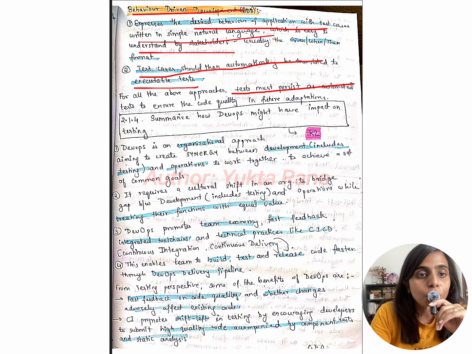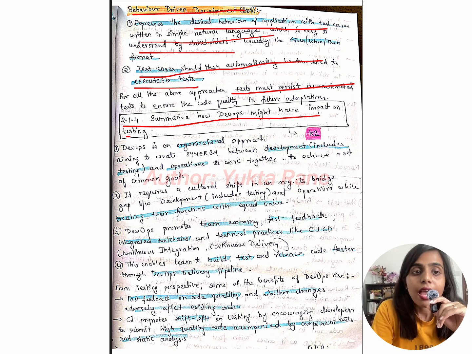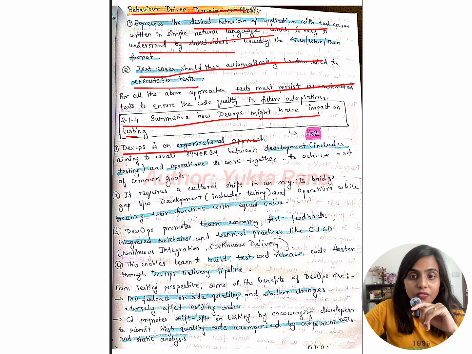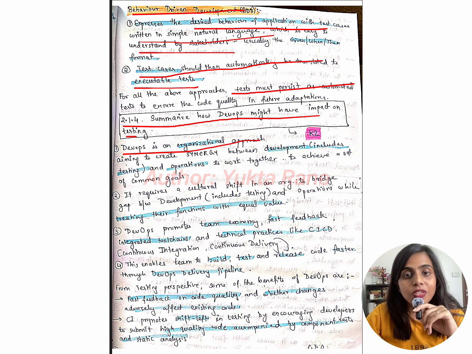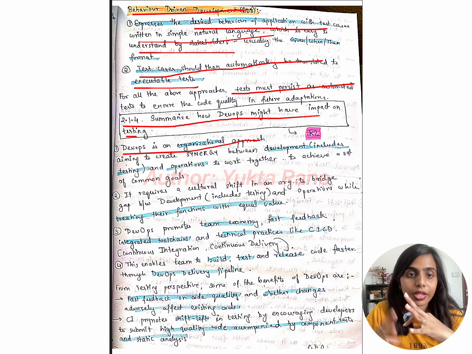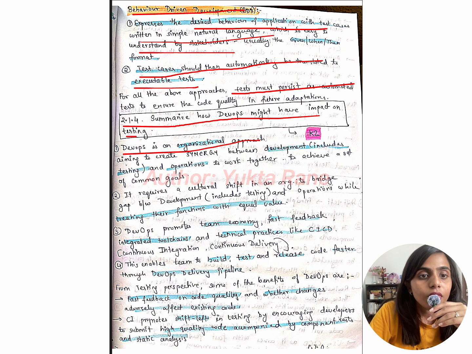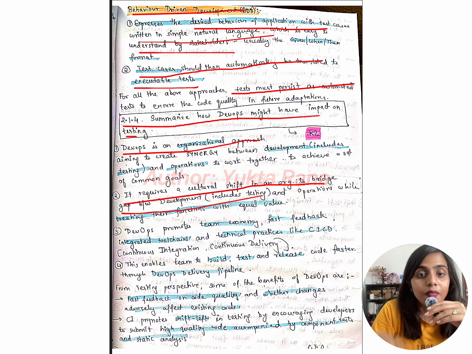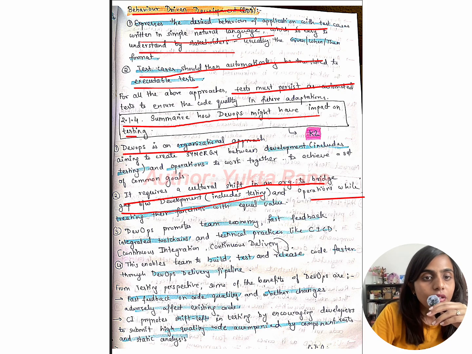Now we have module 2.1.4: summarize how DevOps might have impact on testing. As the name itself implies, DevOps is an organizational approach. It is a complete organizational shift where development and operations teams perform cross functionally, or together. It requires a cultural shift in the organization to bridge the gap between development, which also includes testing by the way, and operations.